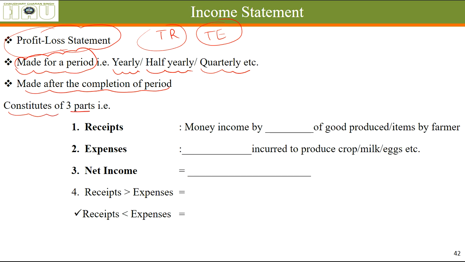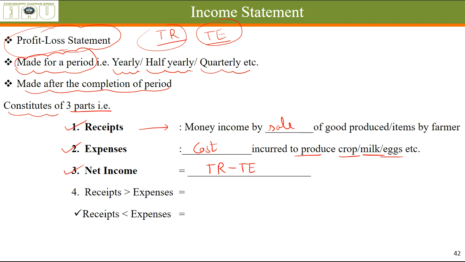It consists of three parts. The first part is total receipts, incoming; then total expenses, outgoings; and net income, which is equal to total receipts minus total expenses. So let's revise. Receipts are the income coming from the sale of goods produced by the farmer. Expenses are the cost incurred to produce whatever we are producing. We might be producing different types of crops, milk, eggs, butter, ghee, anything.